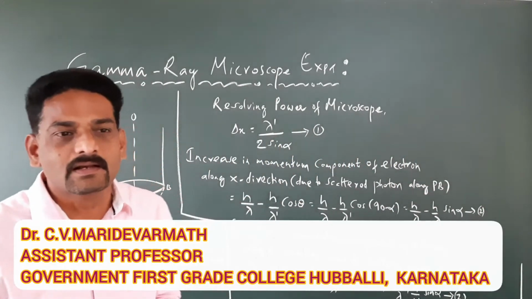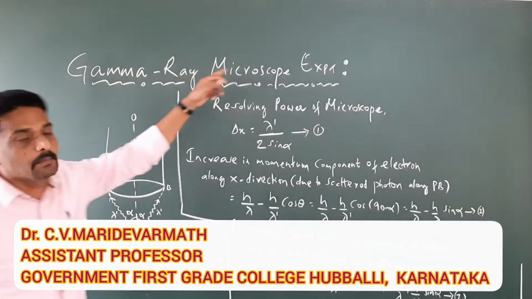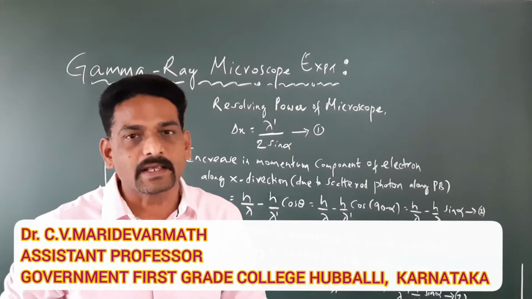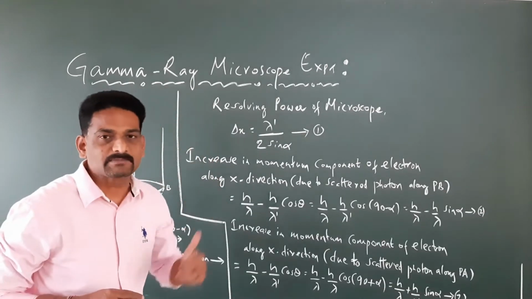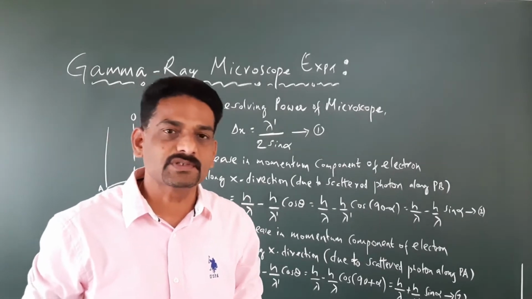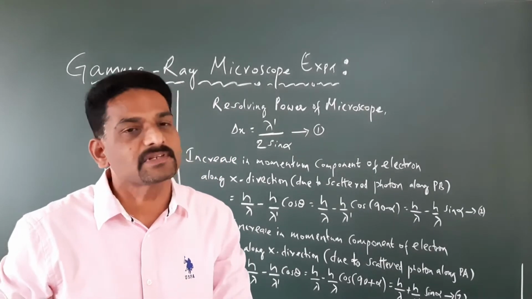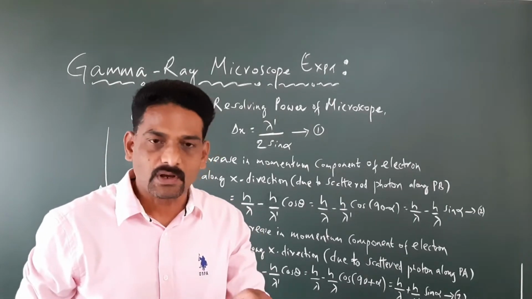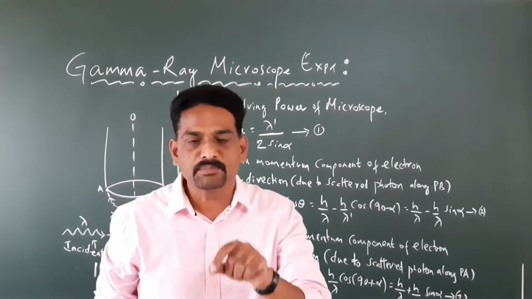Dear students, in this class we will try to understand what is known as the gamma ray microscope experiment. We will discuss in detail what a gamma ray microscope experiment is. This is an experiment to illustrate the so-called Heisenberg's uncertainty principle. The gamma ray experiment proves, or clearly illustrates, Heisenberg's uncertainty principle.